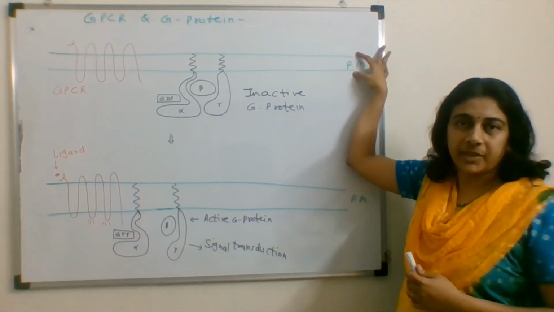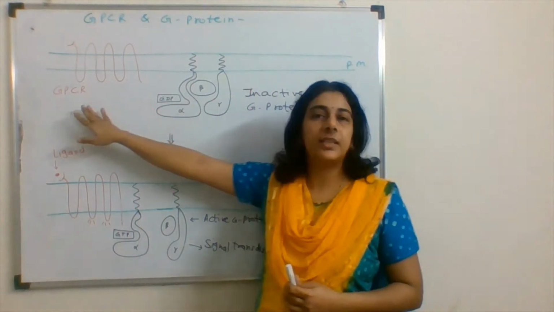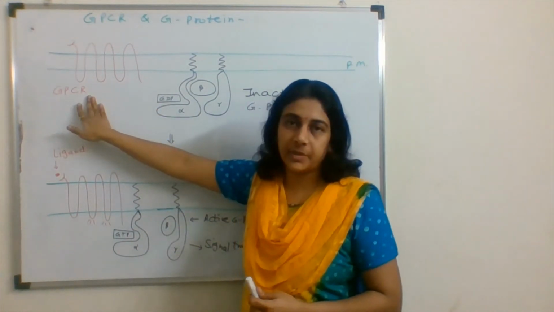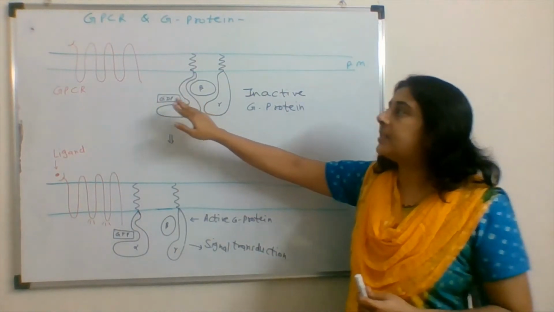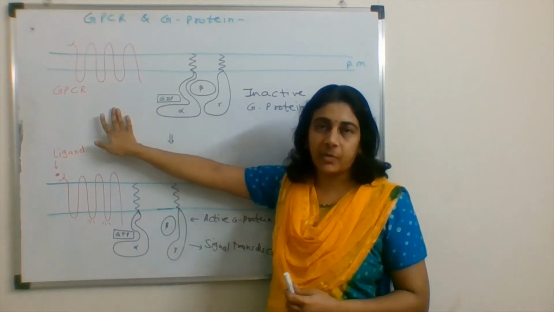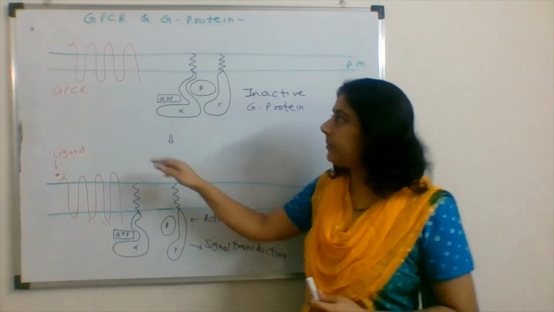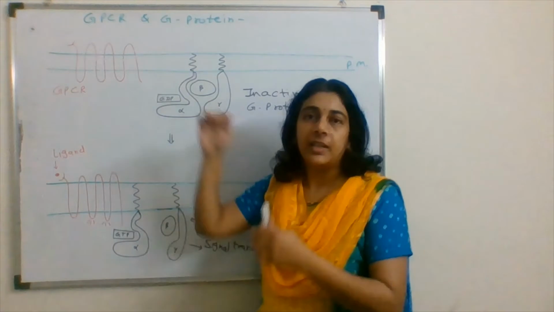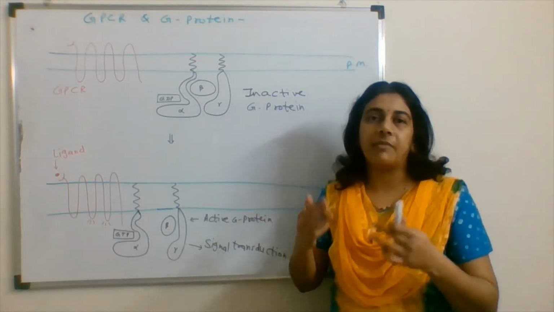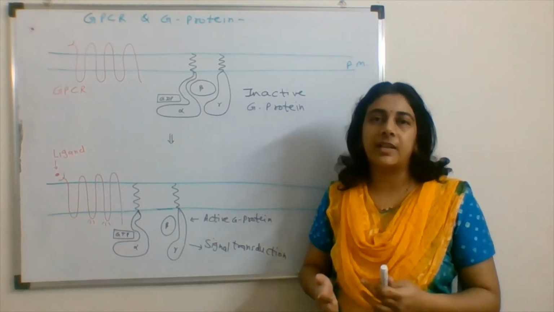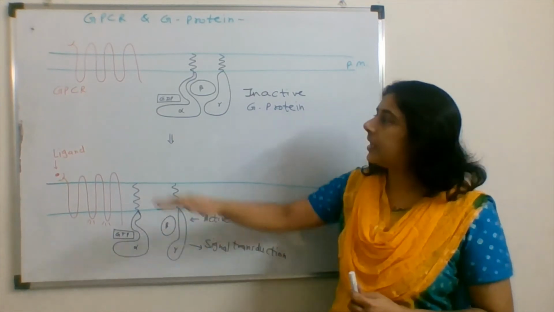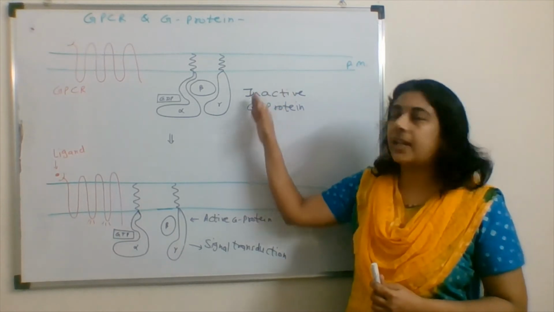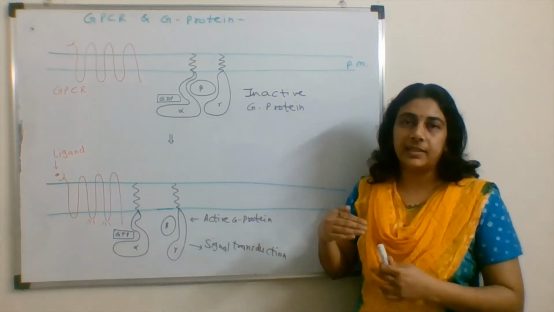This is a plasma membrane and on this plasma membrane there is a presence of GPCR, G protein coupled receptor. This is a 7-pass transmembrane protein which is present on the plasma membrane. Here we can see 1, 2, 3, 4, 5, 6, 7. It is passing the plasma membrane 7 times. Hence it is a 7-pass transmembrane protein. Now coming to the G protein which is attached to plasma membrane inside the cell.